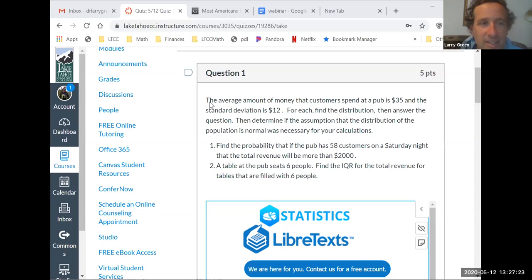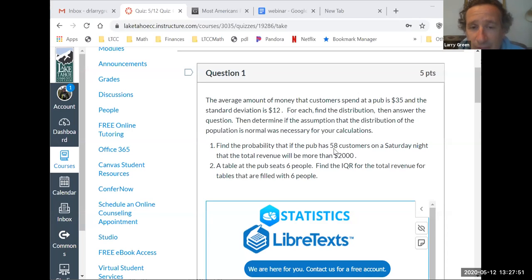So I'll let you read through it. Yeah, the one word is total. When you see the word total, that means that we're looking at the distribution of a sum. We're not looking at the distribution of a single individual, a mean, or proportions either. We're talking about the distribution of a sum.